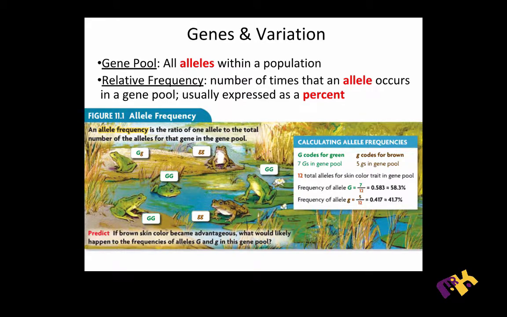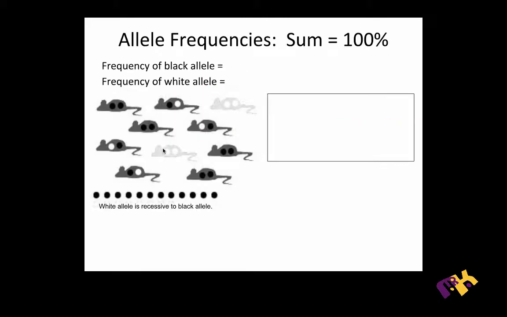So if brown skin color became advantageous, what would happen to these allele frequencies of big G and little g? Well, if brown skin allowed you to procreate at a higher success rate, then we would expect the small recessive allele to increase in its frequency, that we would see it occur more often because little g would be passed on to subsequent offspring. Remember that these allele frequencies should add up to 100%.